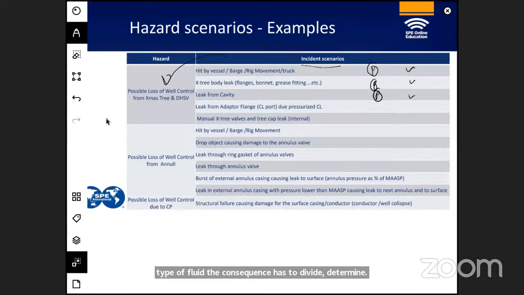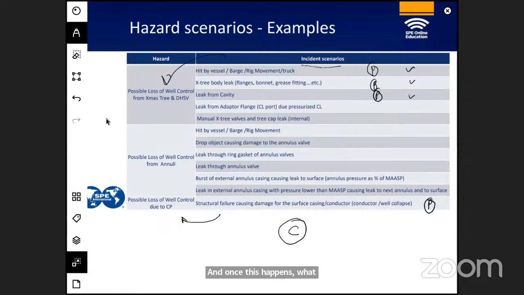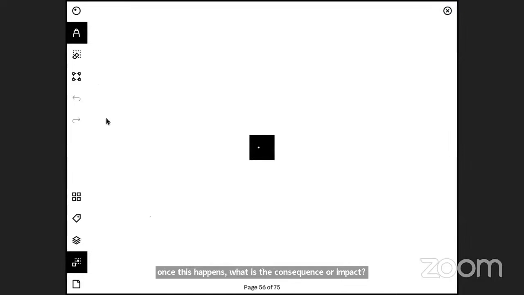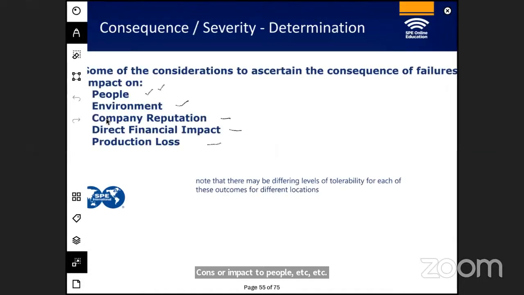Similarly, the second hazard is possible loss of well control from annuli. Possible loss of well control due to conductor pipe failure. And what could cause these? We have the probability of failure of this event, which will cause this event. And once this happens, what is the consequence or impact? Consequence or impact to people, asset, etc. I forgot. Yeah, the consequence on people, environment, company reputation.